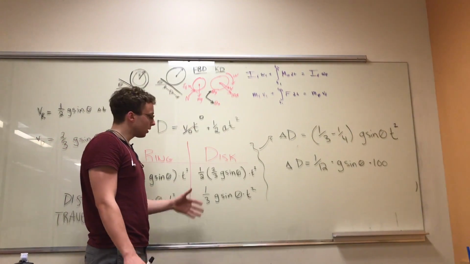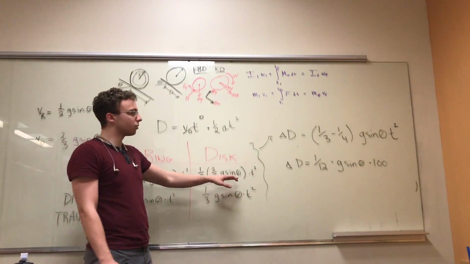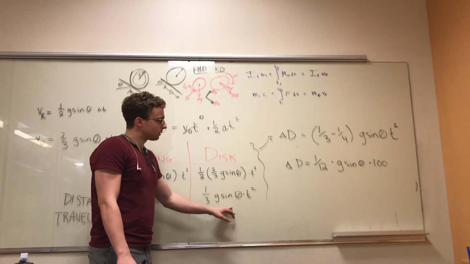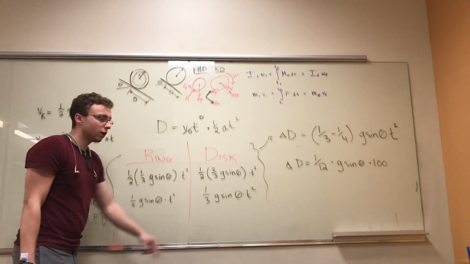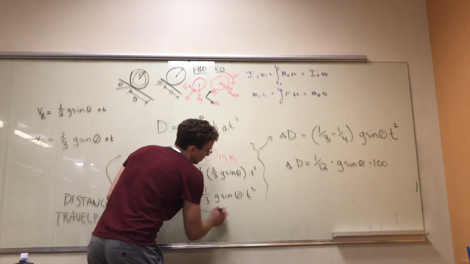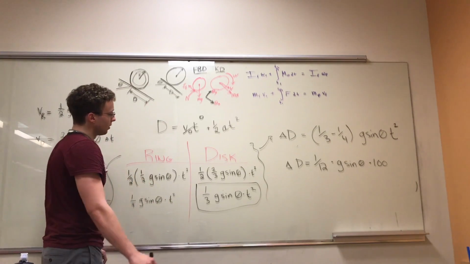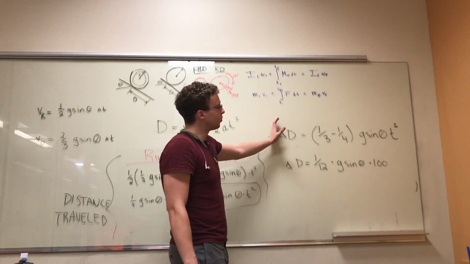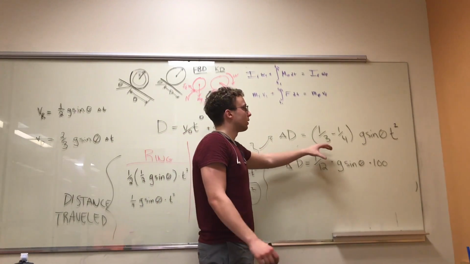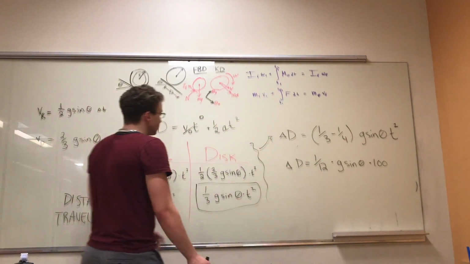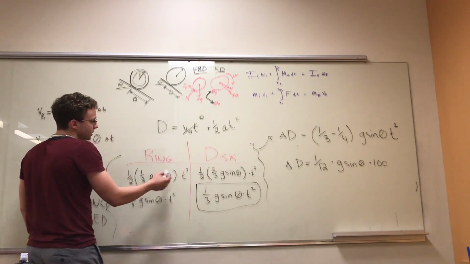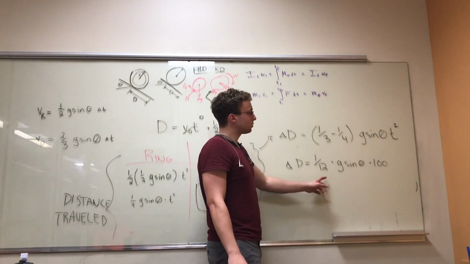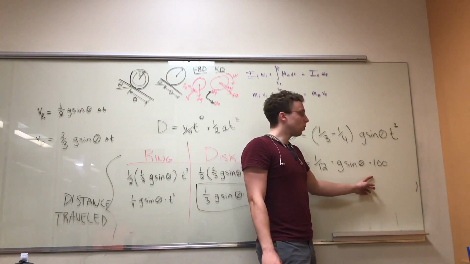For the disk, similarly, 1/2 multiplied by the acceleration, 2/3 g sine theta, multiplied by t squared, gives us 1/3 g sine theta times t squared. We notice that 1/3 is larger than 1/4, so the disk will be in front. Proceeding, the distance between them is just the absolute value of the difference of their distances. We have similar terms with g sine theta times t squared, so we just factor out 1/3 minus 1/4, and we get 1/12 times g sine theta multiplied by 100.